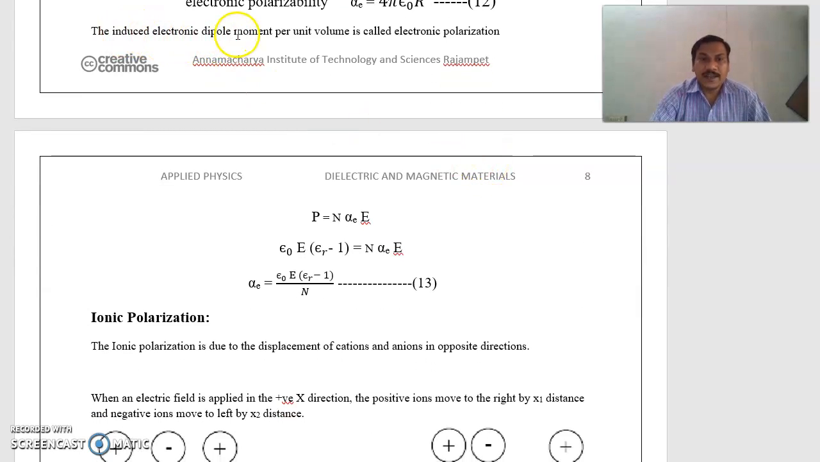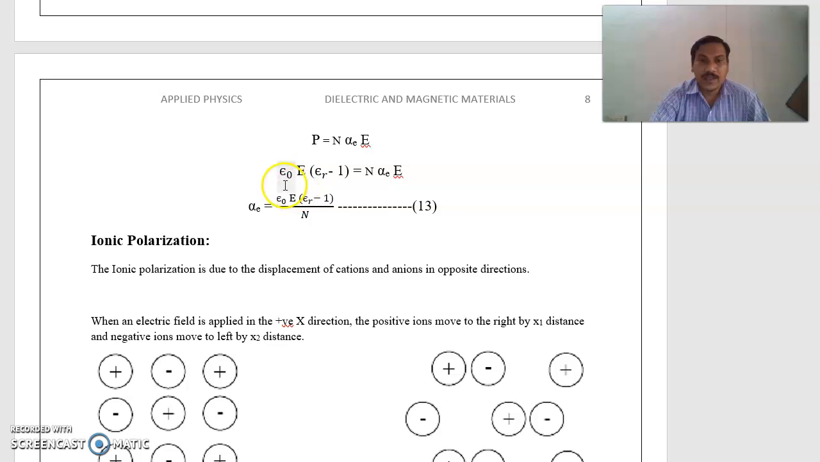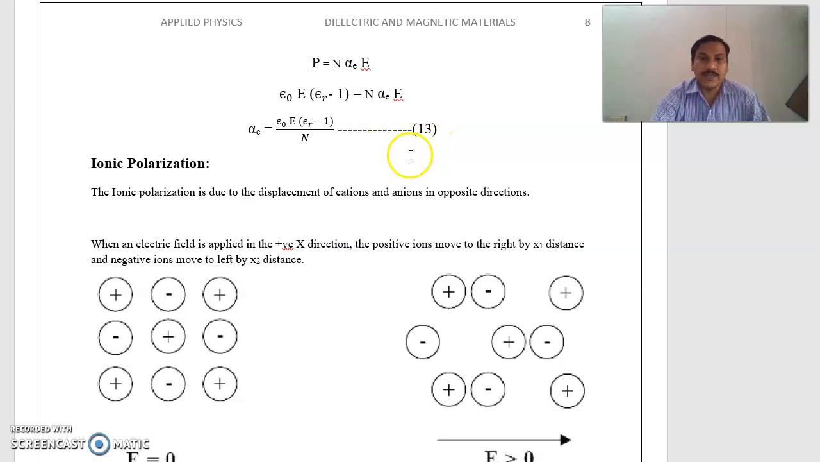The induced electronic dipole moment per unit volume is called electronic polarization. So we can write electronic polarization P E is equal to capital N alpha E into capital E. Next, from the fundamental definitions, we can write the polarization vector capital P is equal to epsilon naught E into epsilon r minus 1, that is equal to N alpha E into E. So the electronic polarizability alpha E is equal to epsilon naught into E into epsilon r minus 1 by capital N. That is equation number 13.